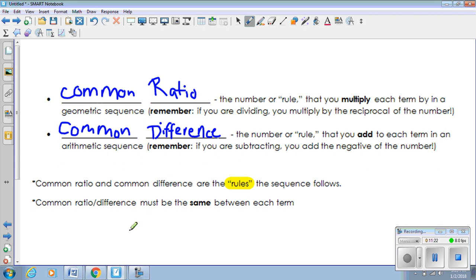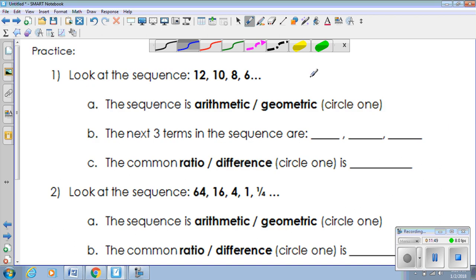And common ratios and common differences must be the same between each term. If you do one thing to your first number and something different to your next number, you don't have the correct ratio or the correct rule. You should be doing the same thing every time, which means if it only works for the first two numbers, you should try something different. Okay, let's do a couple practice ones.